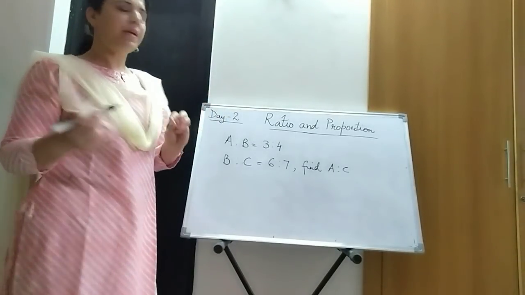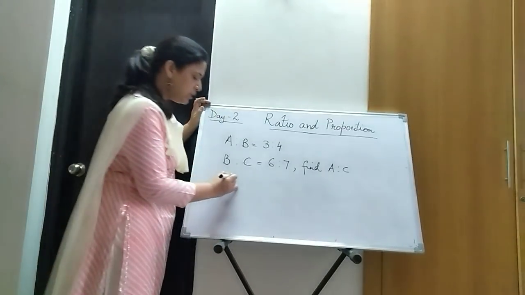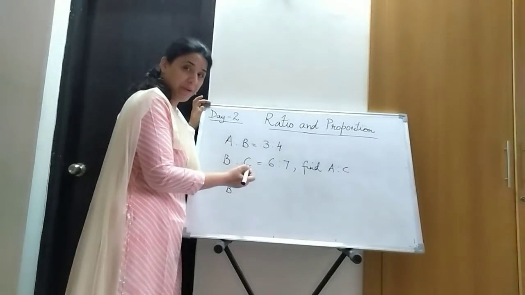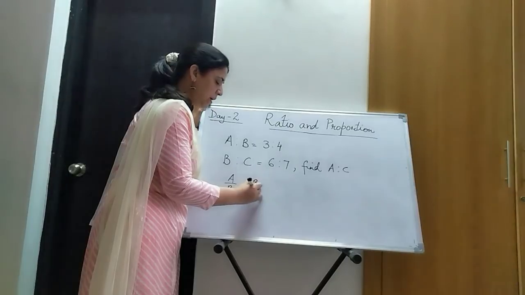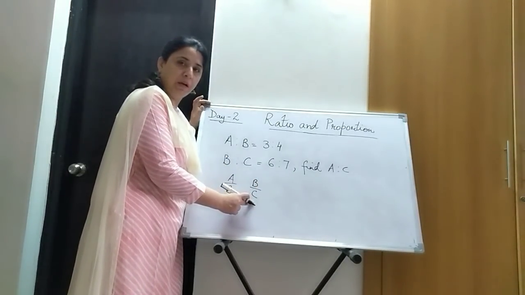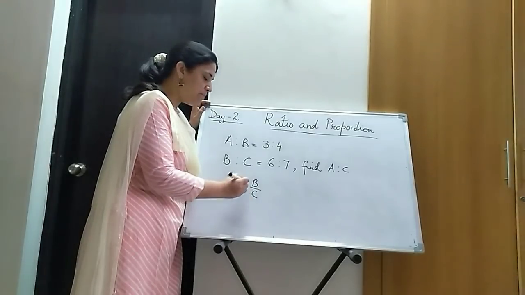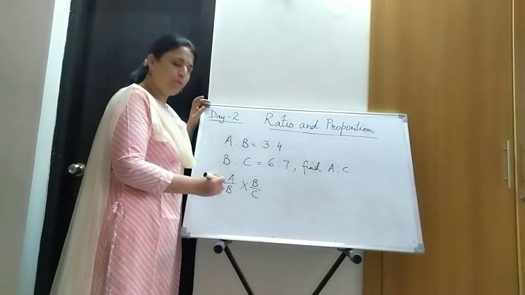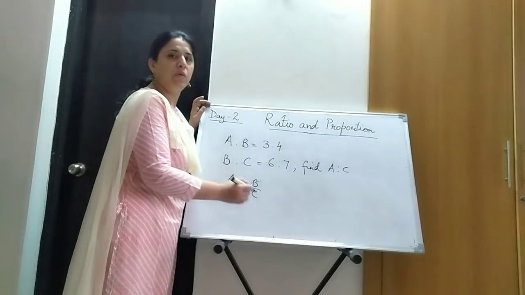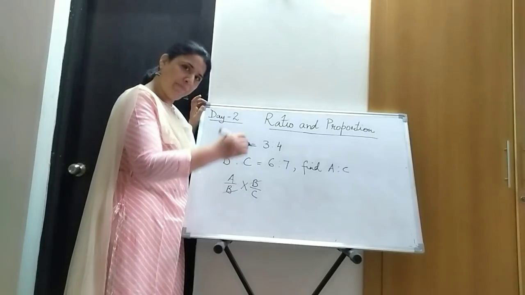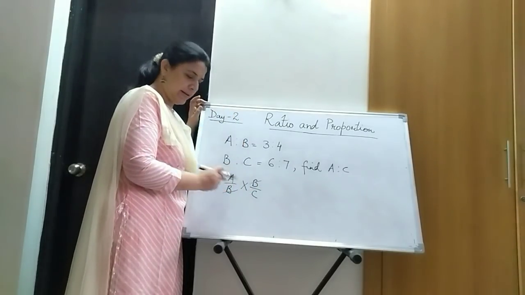The simplest thing that we can do: A is to B means A upon B, and B is to C means B upon C. We need only A and C, A is to C. So what should we do? We can multiply the two ratios. If we multiply the two ratios, B cancels and we are only left with A and C. One method is this. The other method I'll teach you with another sum.